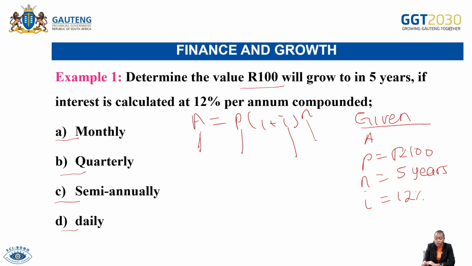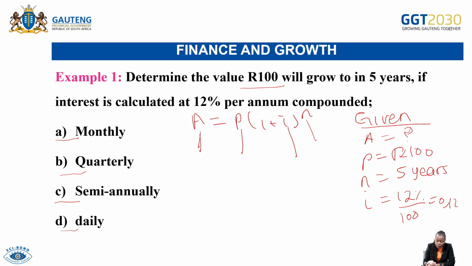Don't forget, always your percentage, you need to convert it to a number by dividing by 100, then you'll get your 0.12. So it means here, since we are calculating the final amount, or the amount that is accumulated after 5 years, we are calculating our A, right?